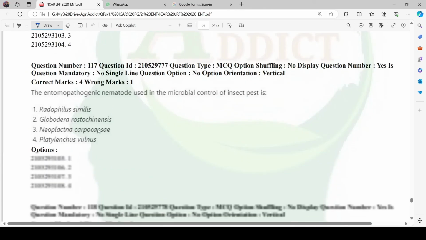The entomopathogenic nematode used in the microbial control of insect pests is Neoaplectana carpocapsae. Okay. Rest you can see Radopholus similis is there, then Globodera is there, Pratylenchus. Again a mistake in the question paper. It should be Pratylenchus. So all of them are plant parasitic nematodes, like burrowing nematode, then lesion nematode, then potato cyst nematode. Only Neoaplectana is an EPN.